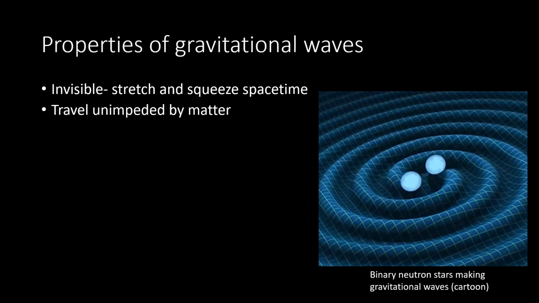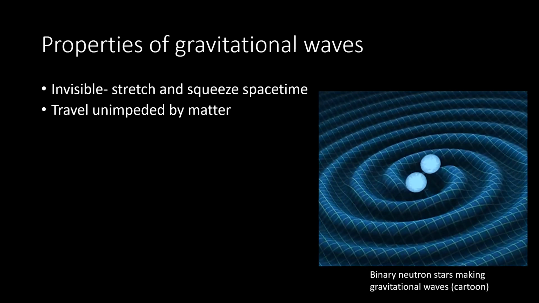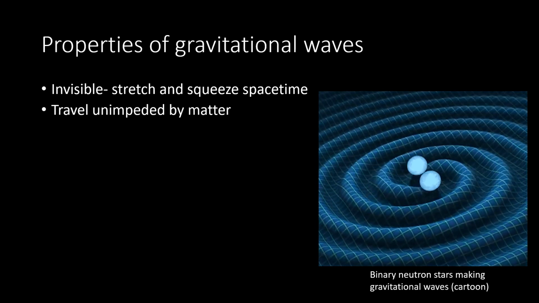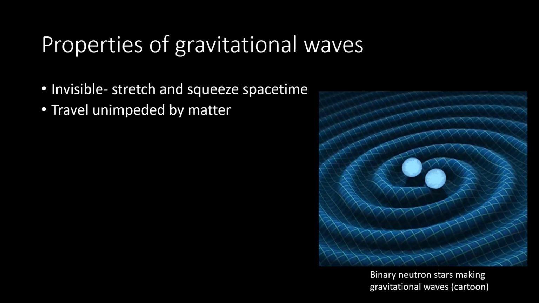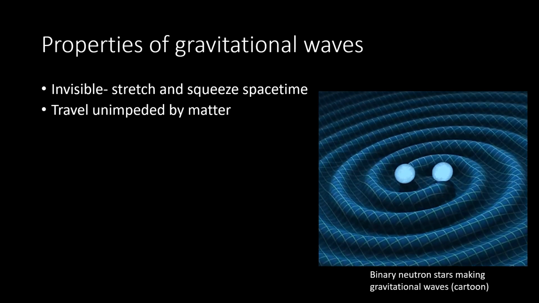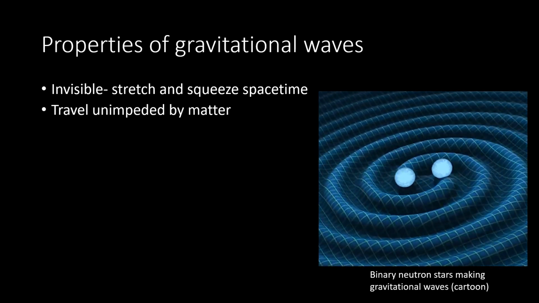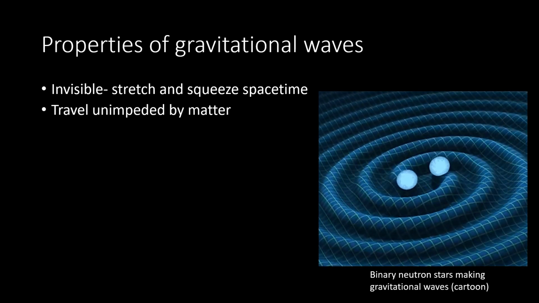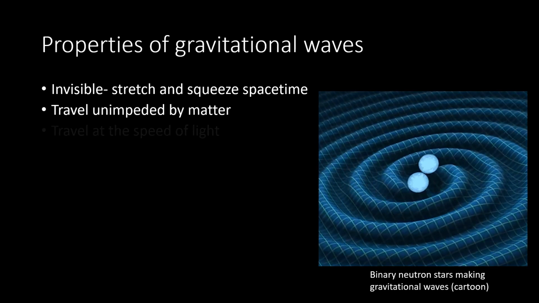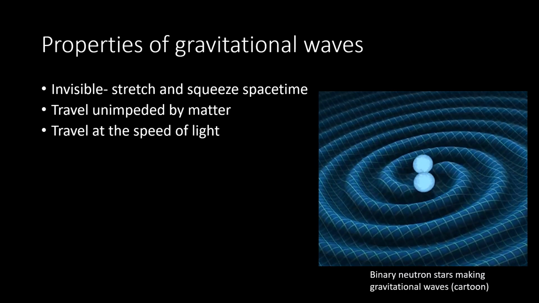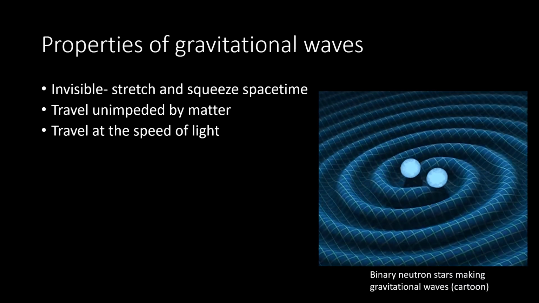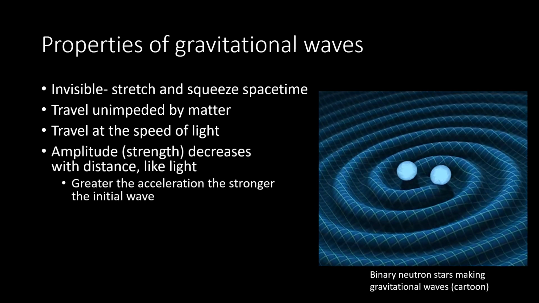These gravitational waves also travel unimpeded by matter. So you can have a binary neutron star system, like the animation on the right there, producing gravitational waves. It could be billions of light years away, and those waves will travel through space, through any material that they encounter, and still make it to Earth unimpeded. The waves also travel at the speed of light. That was a prediction of Einstein's general relativity, and that turns out to be true.